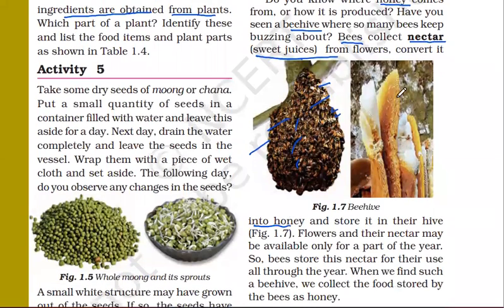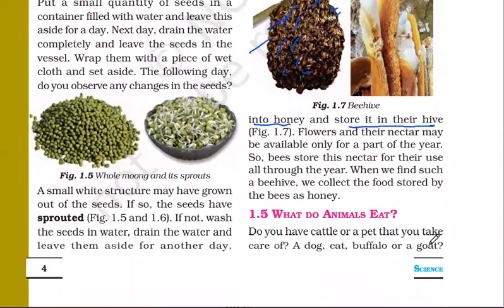Juices को लेते हैं flowers में से and then they convert it into honey and then store it in their hives. ये छत्ते में फिर इसको store करते हैं. Okay, so flowers and their nectar may be available only for a part of the year. Whole year वो पूरे साल ऐसा नहीं करते हैं, कुछ part of the year में ये activity वो perform करते हैं and then they store all the sweet juices that we call nectar in the beehives. इन छत्तों में store करके रखते हैं.